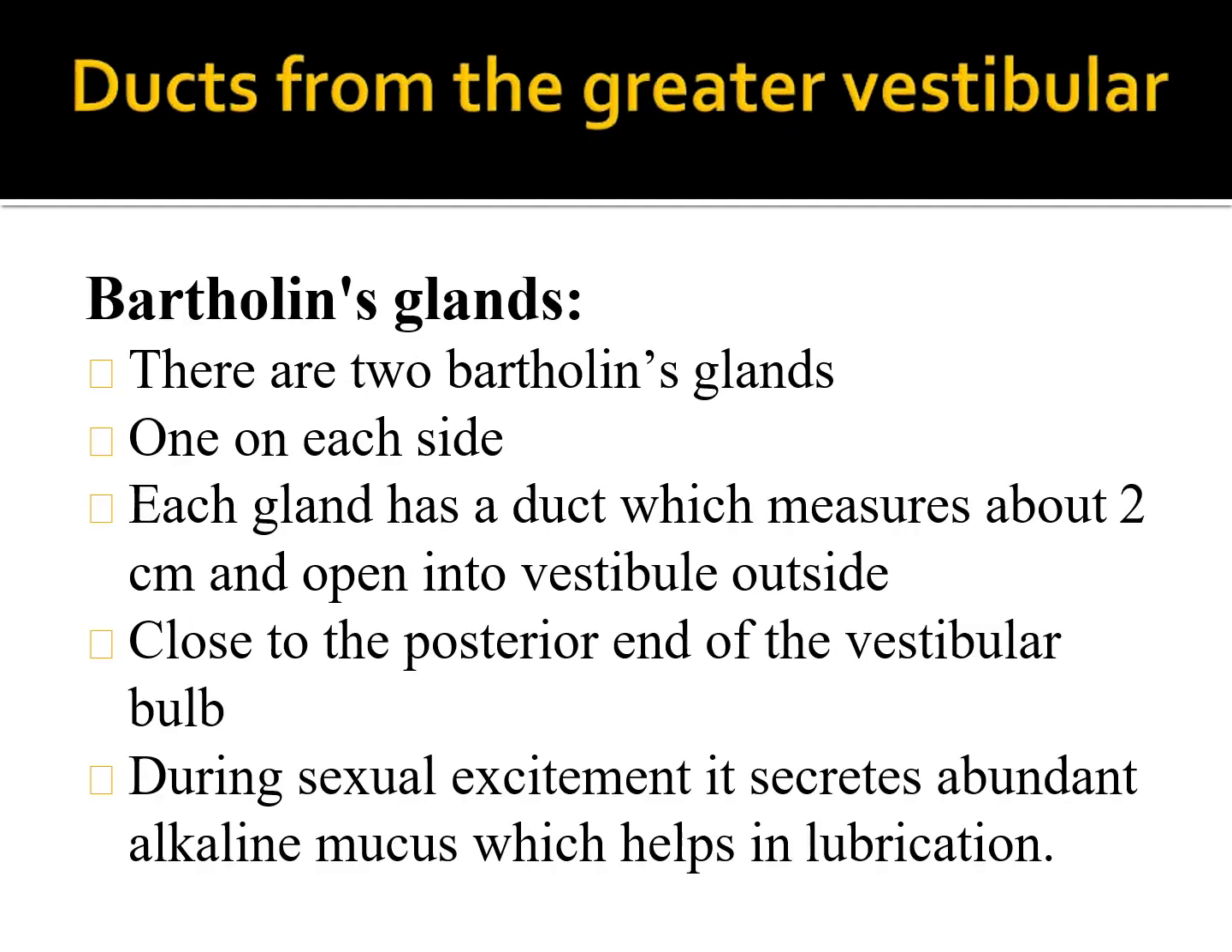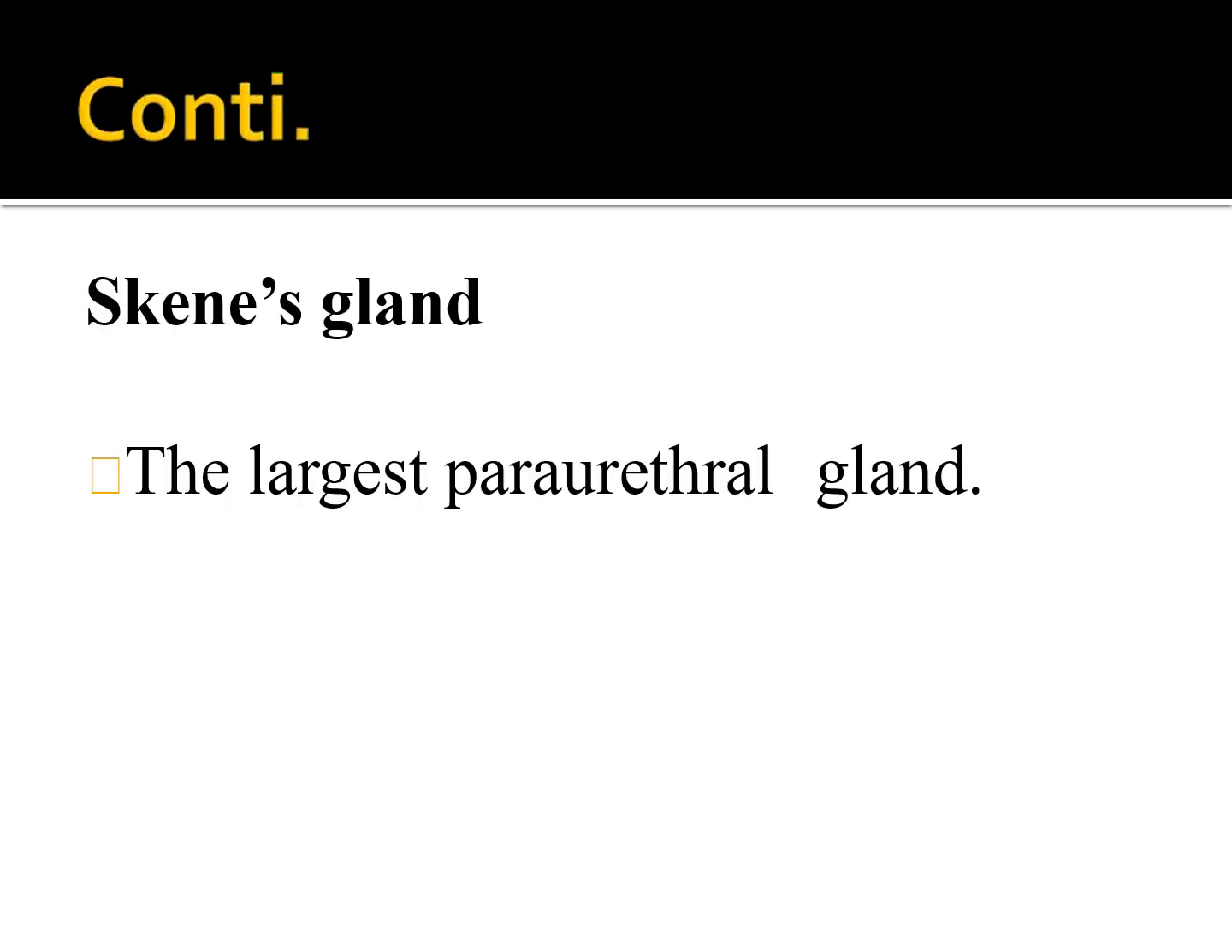And next are the ducts from the greater vestibular glands, the Bartholin's glands. You can see there are two Bartholin's glands, one on each side of the vagina. Each gland has a duct which measures about 2 centimeters and opens into the vestibule, close to the posterior end of the vestibular bulb. During sexual excitement, it secretes an excessive amount of alkaline mucus, which gives lubrication for the external genital organs. Next, Skene's glands. These are the paraurethral glands.